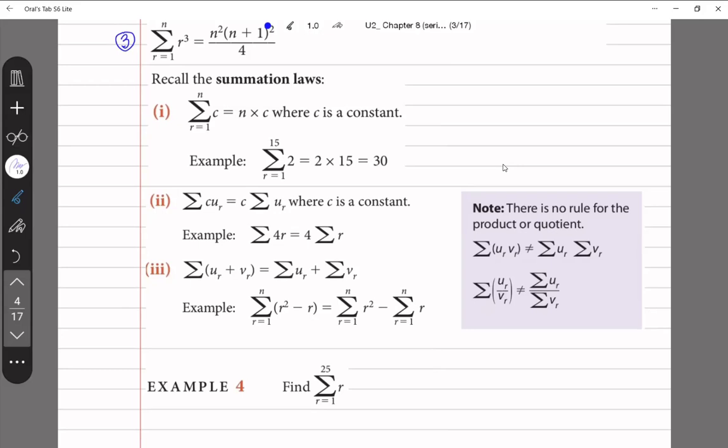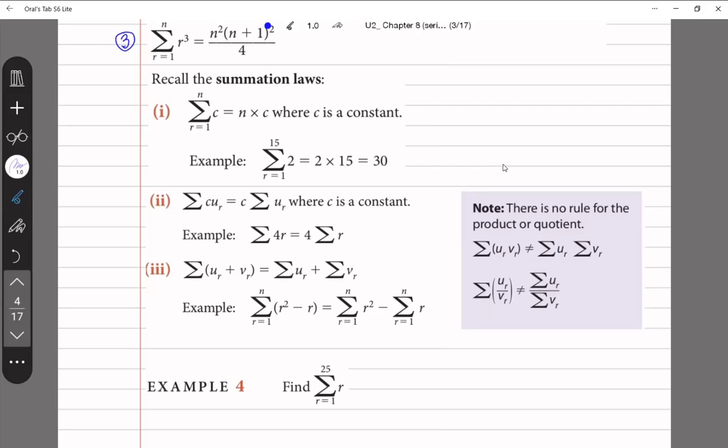So for example, the sum of 2 from r equals 1 to r equals 15 is 2 times 15, which is 30. Now, the sum of the terms c times a sequence is equal to c times the sum of the sequence, where c is a constant. So for example, the sum of 4r is equal to 4 times the sum of r.